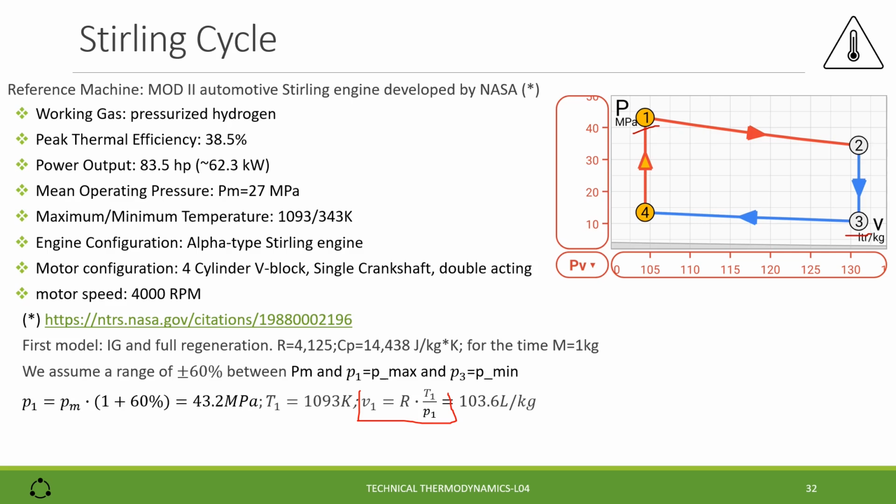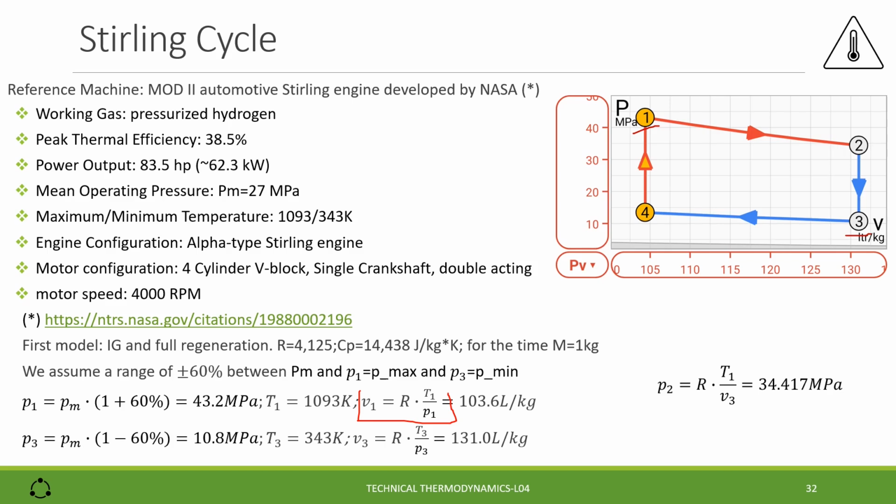103.6 liter per kilogram. The minimum pressure P3 is the mean pressure times 1 minus 60%, and the temperature is the minimum temperature T3, and the specific volume we calculate with the same formula as above, considering now the different values of temperature and pressure, and we land at 131 liter per kilogram. This is the maximum specific volume and this is the minimum specific volume. P2 and P4 we calculate with the state equation as well.